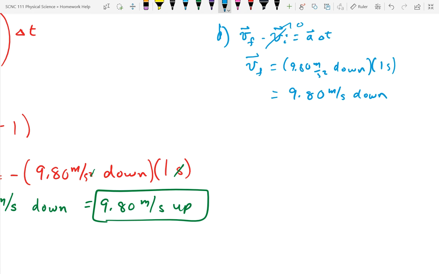No minus signs to worry about now. There's our speed 1 second after. We did the same calculation. It's redundant to make sure that you start to feel some comfort with it.